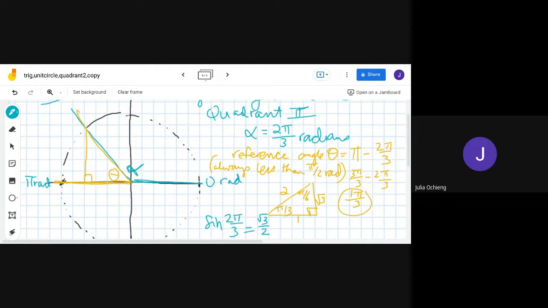Because the sine value in the second quadrant is positive, because the sine value is the y value. So this is the sine value. Because the y value is positive in the second quadrant, my sine value is also positive.